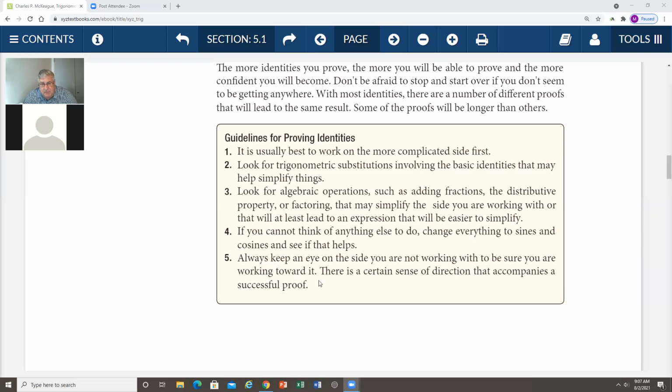Number five, always keep an eye on the side you are not working with to be sure you are working toward it. In other words, you never want to lose sight of your goal. Your goal is to show that one side of your expression is going to become exactly equal to the other side. So you need to always, in the back of your mind, know what the other side is that you're aiming towards.